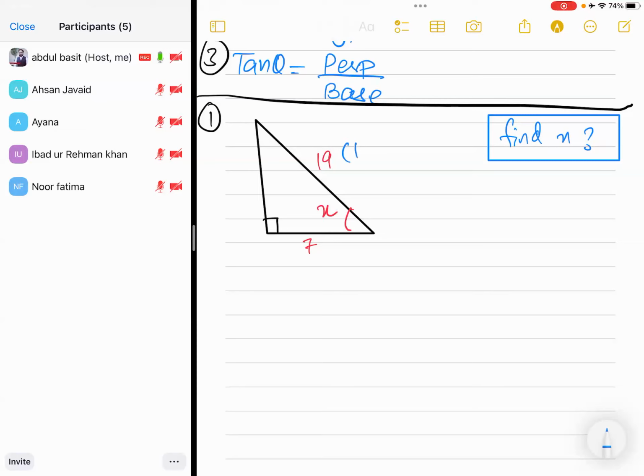So first of all we will write hypotenuse here. Okay, the side opposite to the angle. So the side opposite to angle x is the perpendicular. Okay, so it means that the third side is the base.